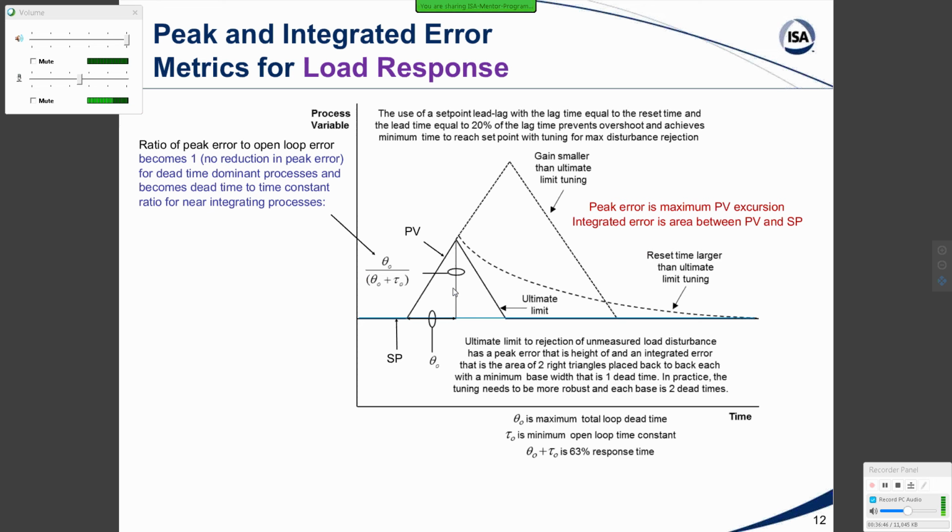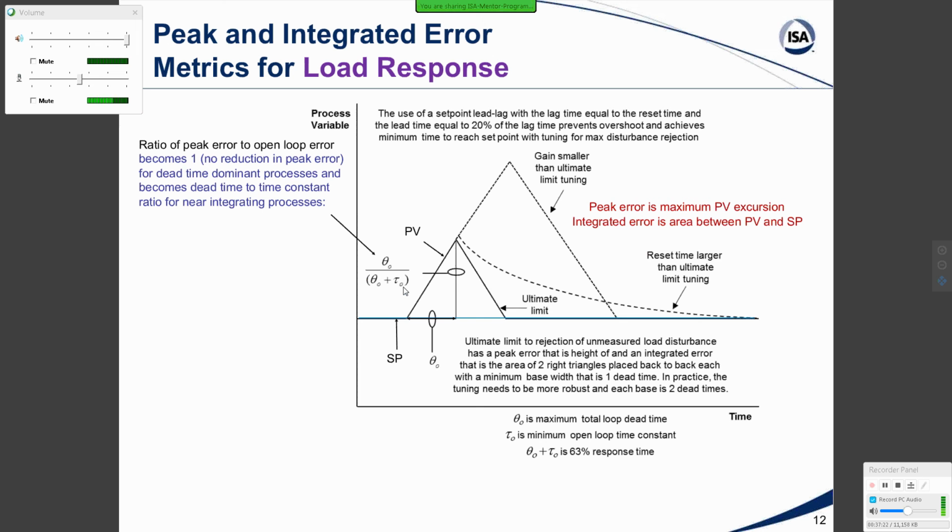So in this situation, a self-regulating process, what would happen if we had a step change in a disturbance and we didn't have a controller in automatic? We would have an open loop error. And then we say, if we put that control in automatic, how good can it do in terms of reducing the size of that open loop error? That's this ratio. And that ratio turns out to be the best we can do, the ultimate capability: the ratio of the dead time to the dead time plus time constant.